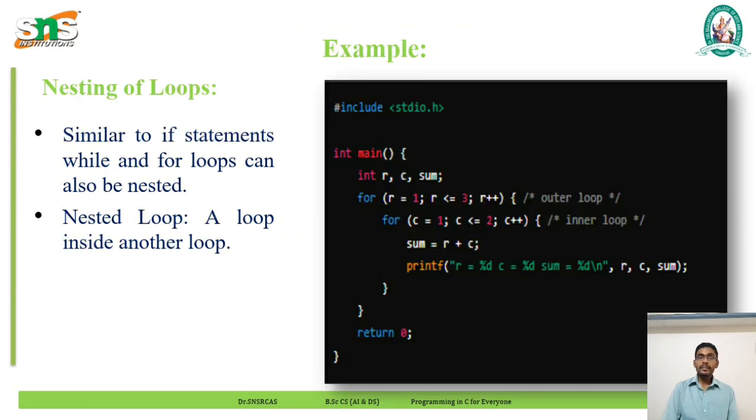Here is an example for nesting of loops. From the right side you can see a for loop example. There is a for loop with the variable r equal to 1, r less than or equal to 3 and r plus plus, which is the outer loop. Inside the first for loop there is another for loop with the initialization variable c equal to 1, the condition c less than or equal to 2 and the increment c plus plus. Inside there are two statements: an assignment r plus c which is assigned to sum, and a printf statement which prints the three values r, c and sum.